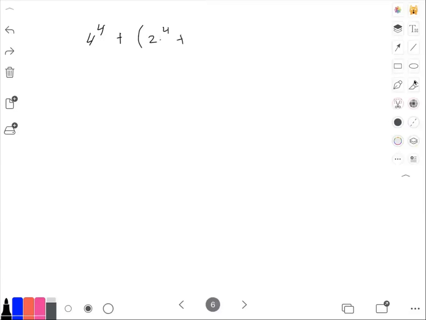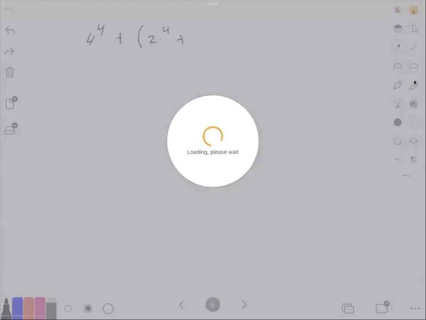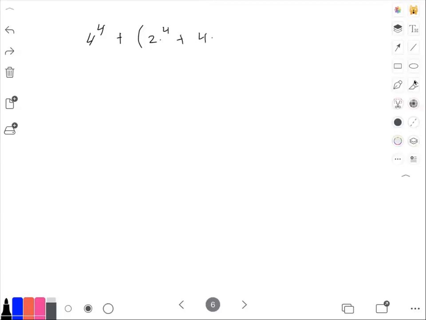And then we can also have that 1 die rolled is greater than 2. In that case, we choose which die in 4 ways. To make it greater than 2, it can be 3, 4, 5, or 6, that's 4 ways. And for the remaining 3 dice, they have to be 1 or 2, so 2 cubed. So that's the second part.